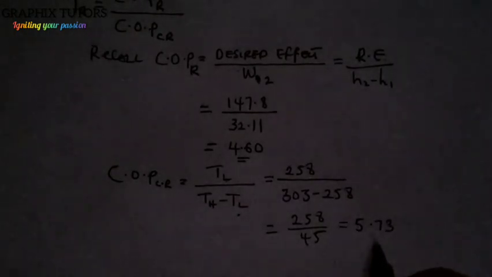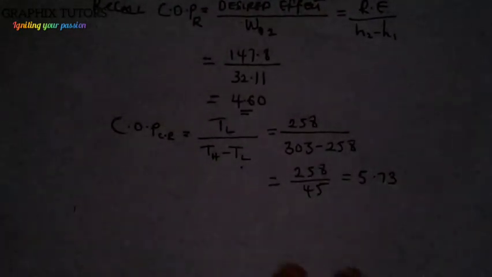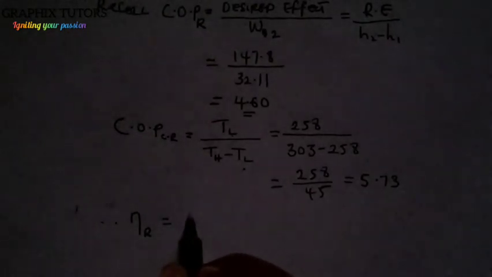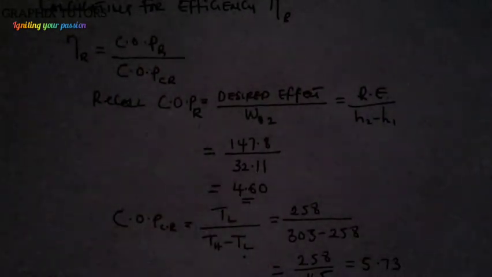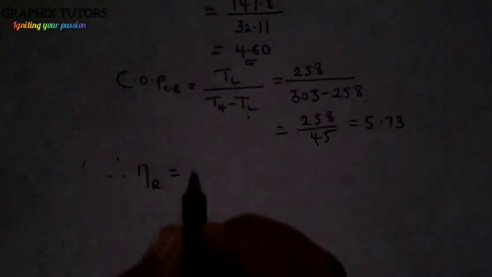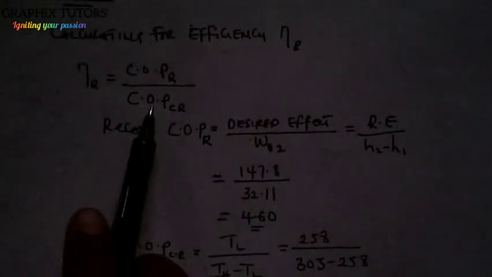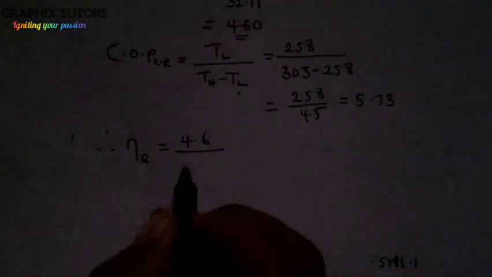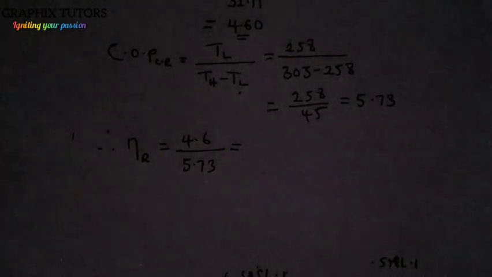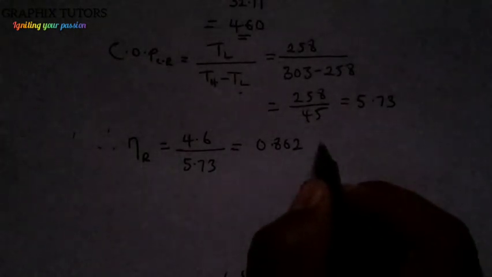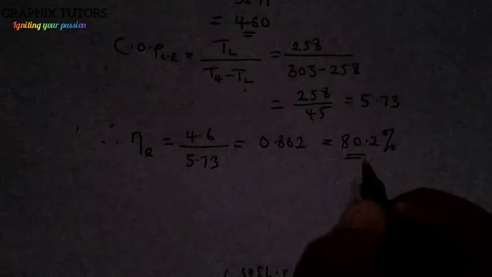We now say therefore my efficiency will give me the COP of the refrigerator, which is 4.6, all over the COP Carnot, which is 5.73. So 4.6 divided by 5.73 will be 0.802, which is the same as saying 80.2%. So that is our efficiency.